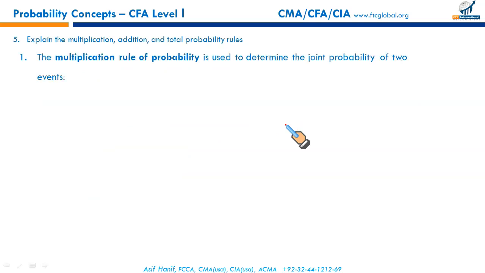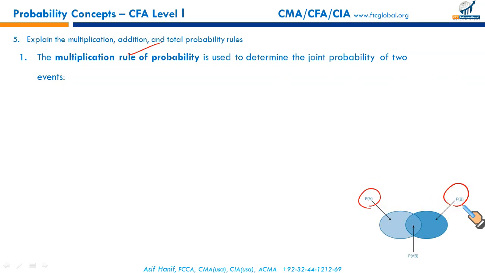First, the multiplication rule of probability. We will discuss many examples and do many questions, and everything will be discussed in detail. These concepts will be refined. The multiplication rule of probability is used to determine the joint probability of two events. Let's say we have an event A and event B. We want to calculate the joint probability of A and B.